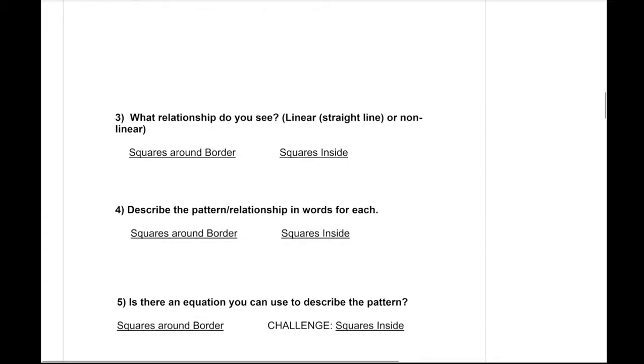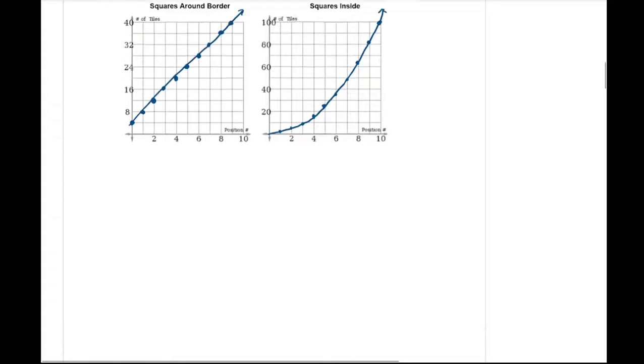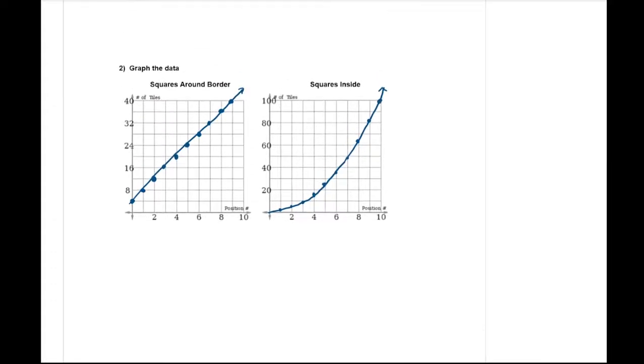So what relationship do you see? Linear, straight, or nonlinear? Right, so looking at the two, if we go back and look at the graphs, hopefully we recognize that the one pattern forms a straight line, right? Even though we may not have drawn it completely straight, we should recognize that this is still a straight line, especially when we compare it to the second one here. This is not a straight line. Hopefully you can definitely see that curve in that line.